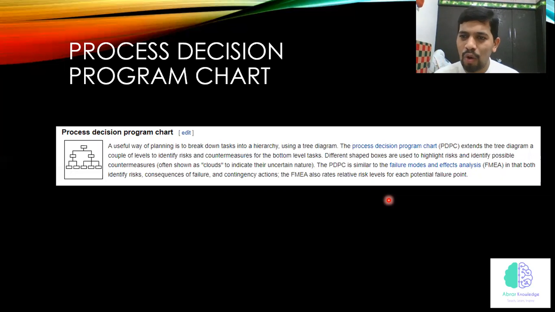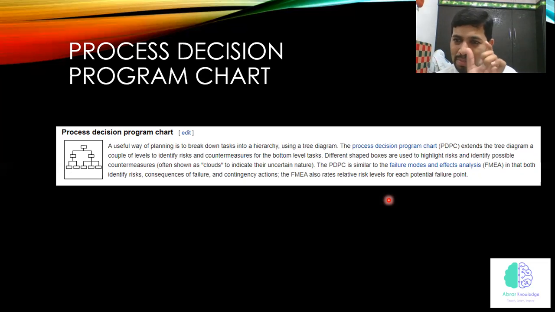So when you say process, you all know that you have a collection of activities, then you can use the process decision program chart. A useful way of planning is to break down the task in hierarchical ways. So who will do what, right? If you wanted to implement a project that involves all different teams, then the process decision program will be helpful. You can separate the design part, quality part, and manufacturing part separately, and so on, using a tree diagram.